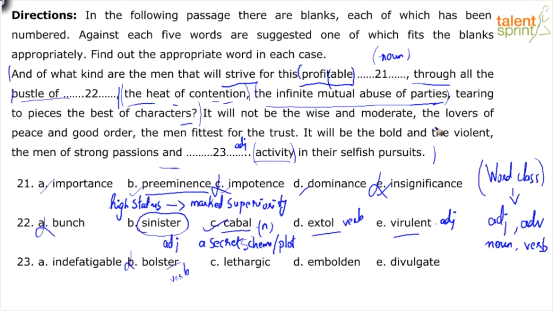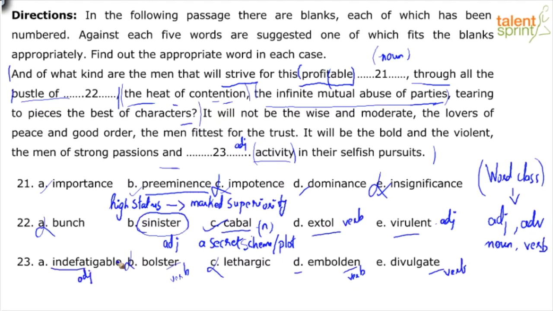So we're talking about vigorous, undefeatable men with a lot of passion. So obviously it can't be lethargic, a negative word. I can safely eliminate option C, like someone pointed out, correct. Embolden again is a verb form, right? Embolden means to encourage, to make bold. Divulgate again is a verb form, to make something publicly known. So the only other correct form is the adjective.